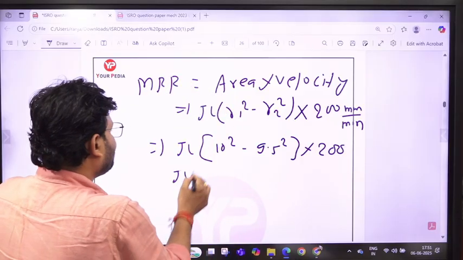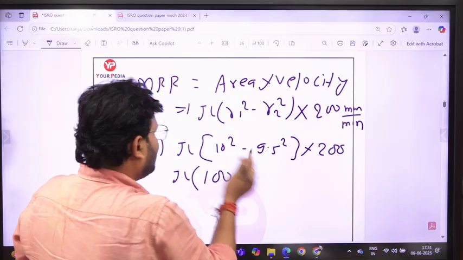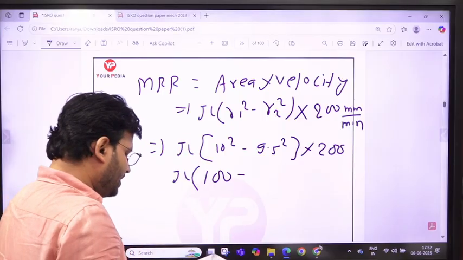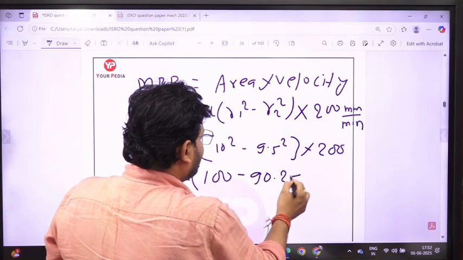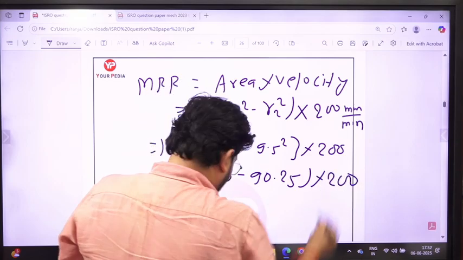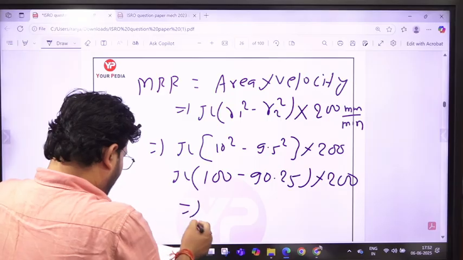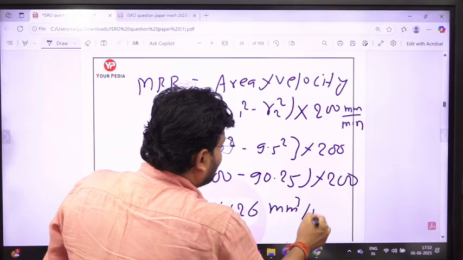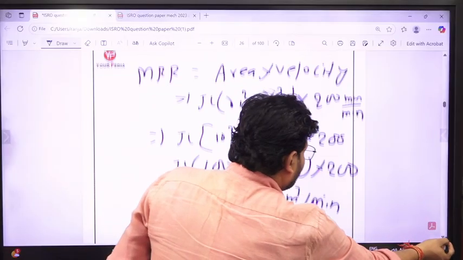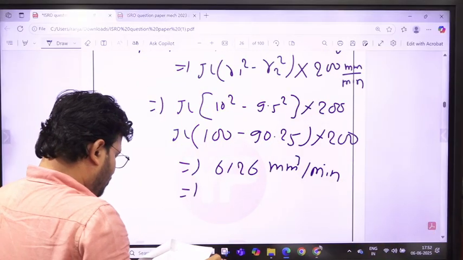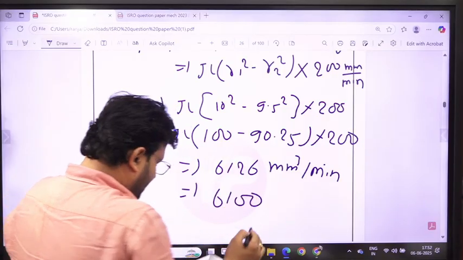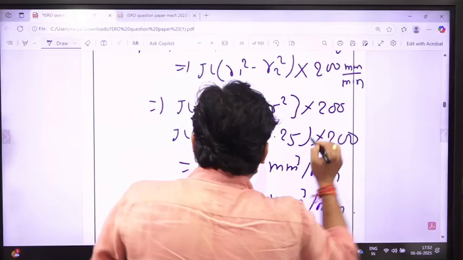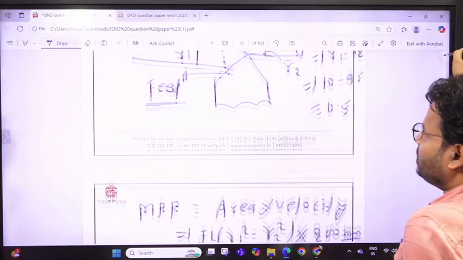So pi into 100 minus 90.25, by doing that we get 9.75. A little bit of calculation, as I told you, you have to do, you cannot skip. And by solving that we will get 6126 mm3 per minute. But that is not present in the options, so accordingly we can say in the option it is coming out to be 6100 mm3 per minute. So that is the material removal rate, my dear friends, and it is coming out to be how much?